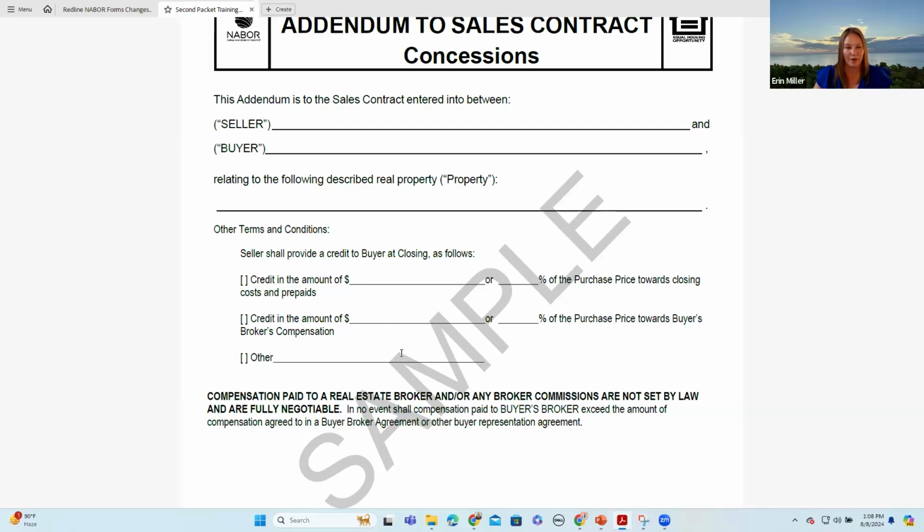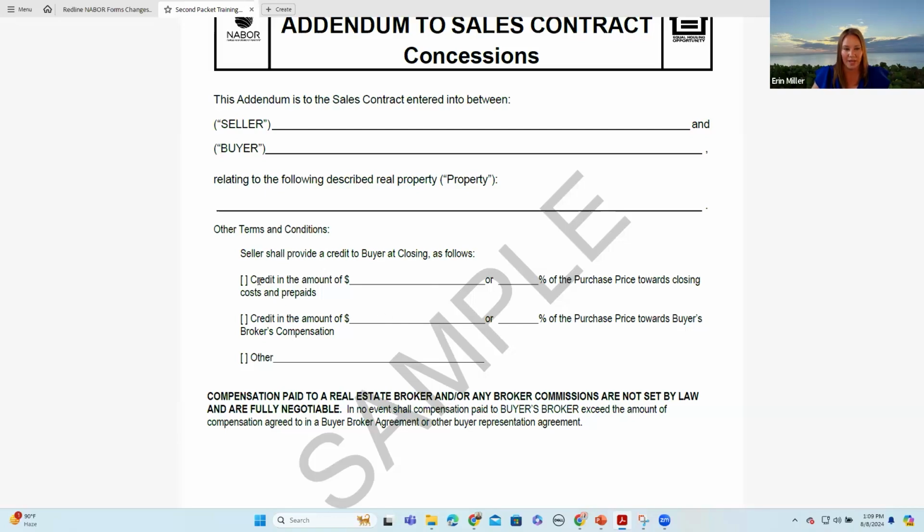Seller shall provide a credit to buyer at closing as follows. You've got the option for a credit amount of blank dollars towards closing costs and prepaids, blank dollars towards buyer's broker's compensation, or some other compensation agreement here. And just a quick note, the reason these are split out here with respect to closing costs and prepaids or broker's compensation is in the event that it is a finance transaction and the lender needs to see what portion of the credit may be going towards buyer broker compensation. That's important to kind of break them out here.